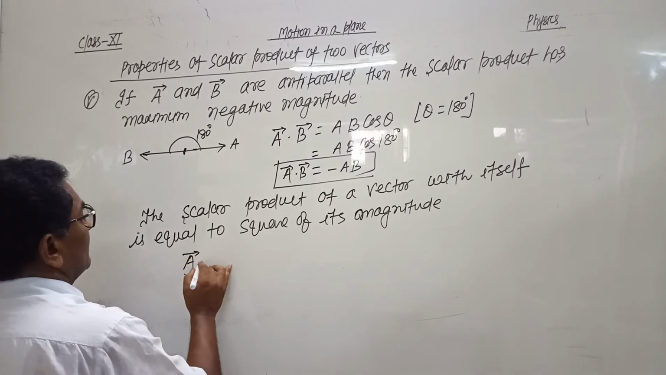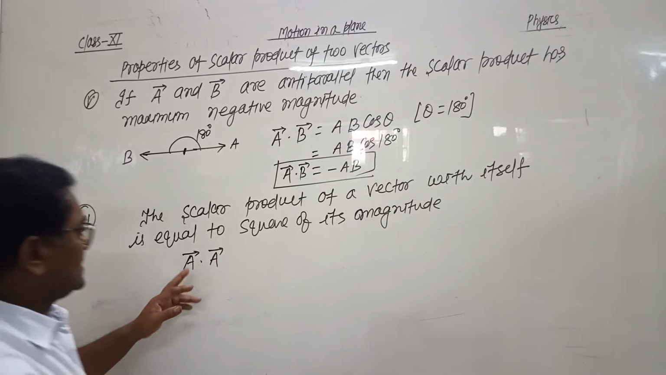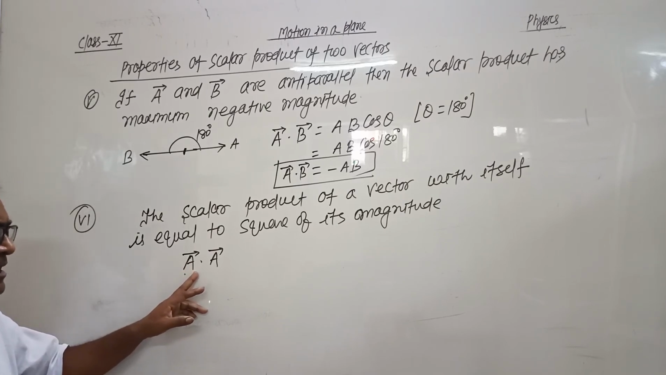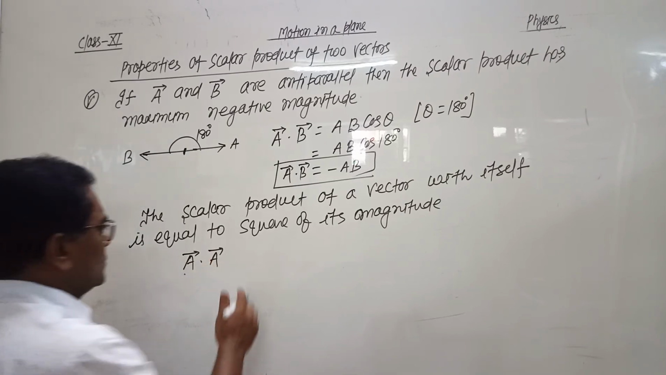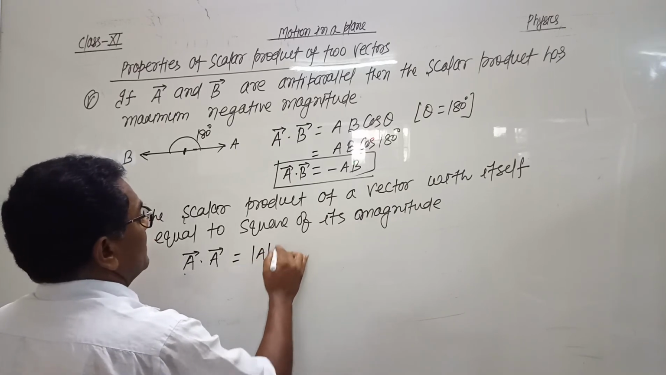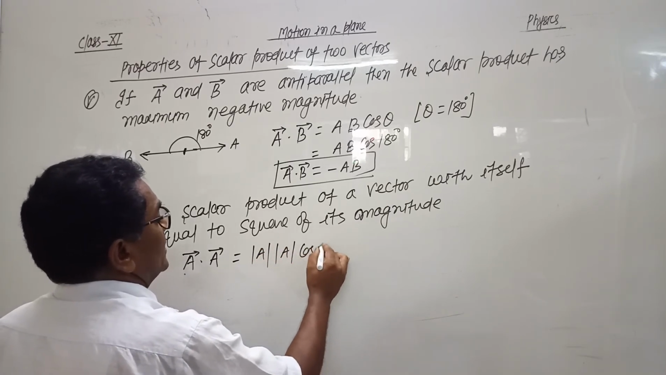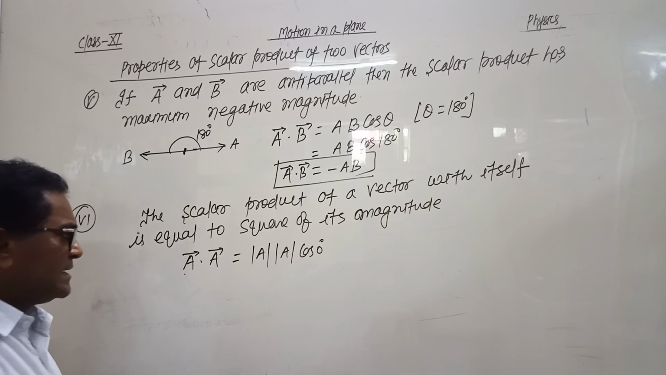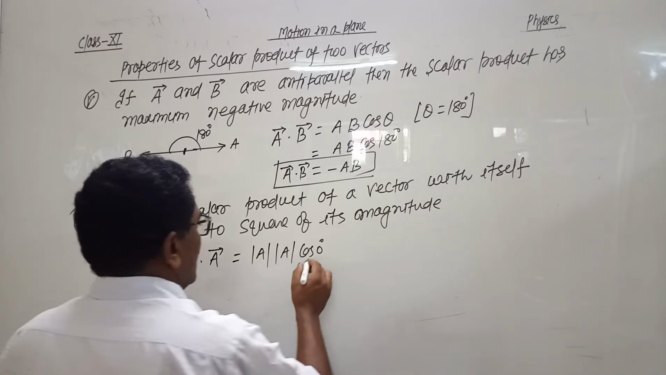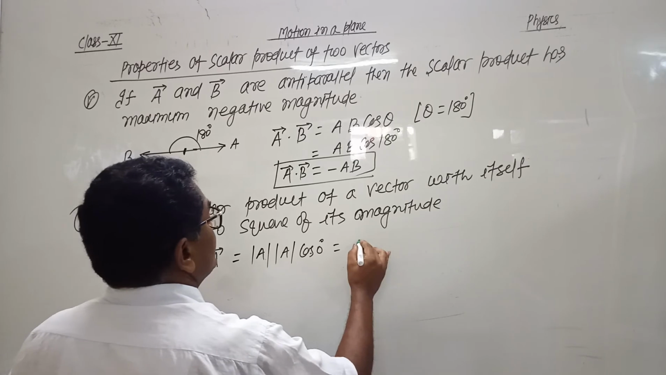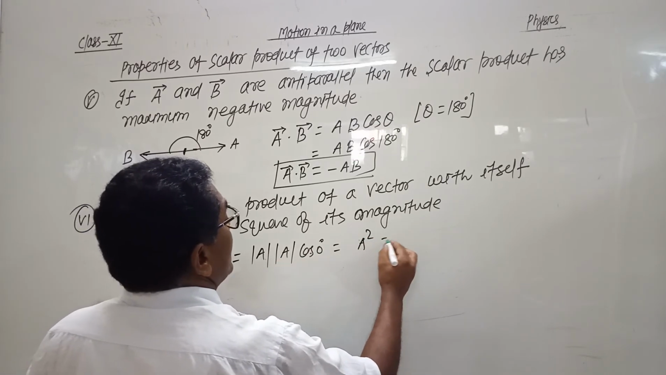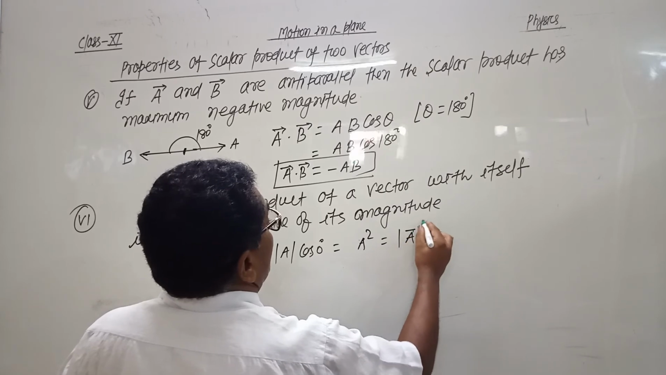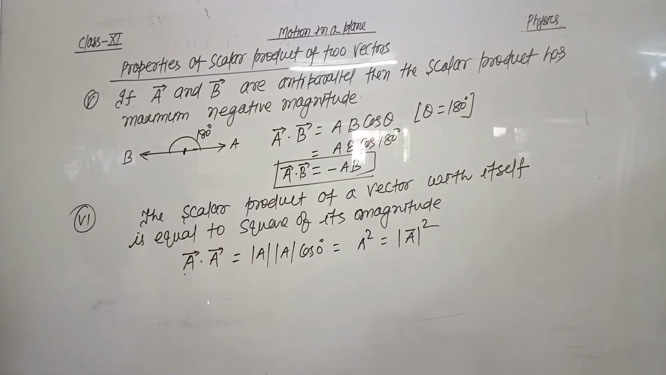It means vector A dot vector A. The scalar product of a vector A with itself is equal to magnitude of A times magnitude of A cos 0 degrees. The angle of vector A with itself is 0 degrees, and cos 0 is 1, and magnitude of A times A is A square, which is also written as magnitude of A squared. So the scalar product of a vector with itself is equal to the square of the magnitude.